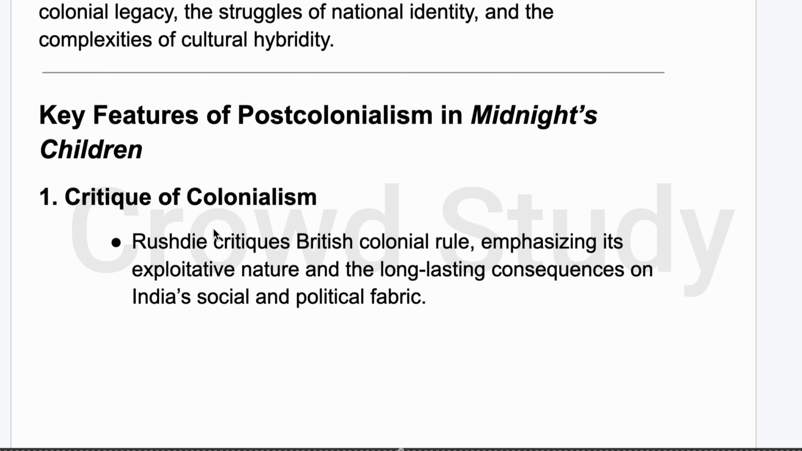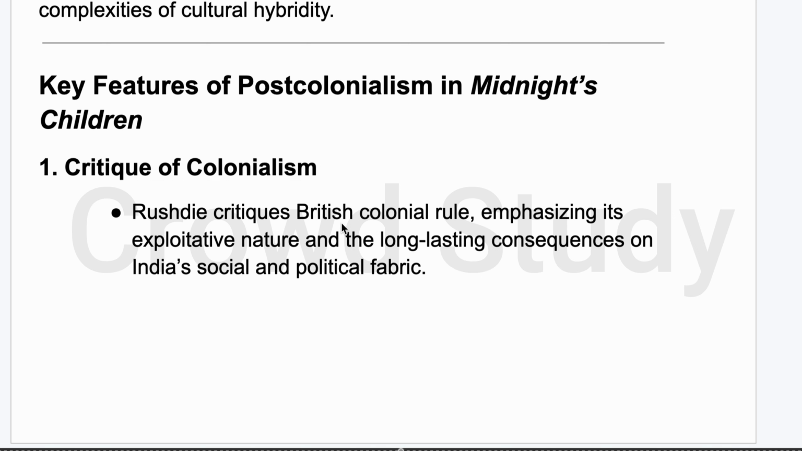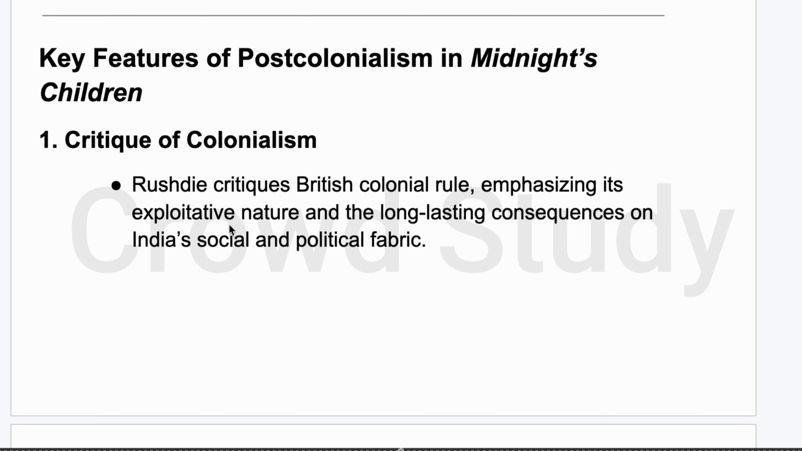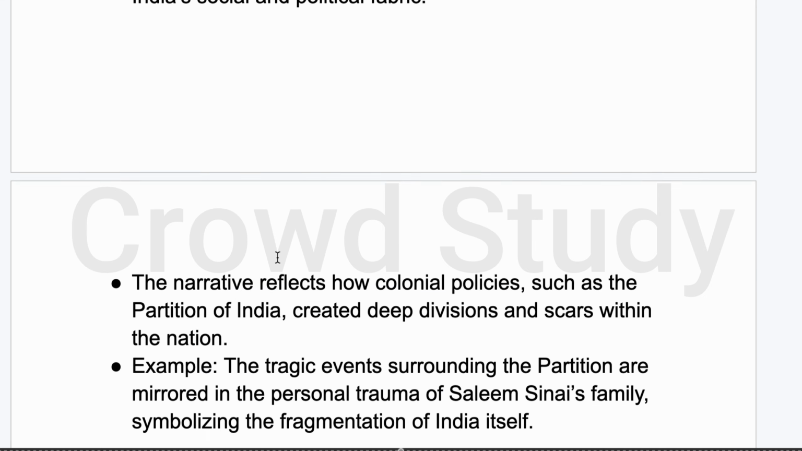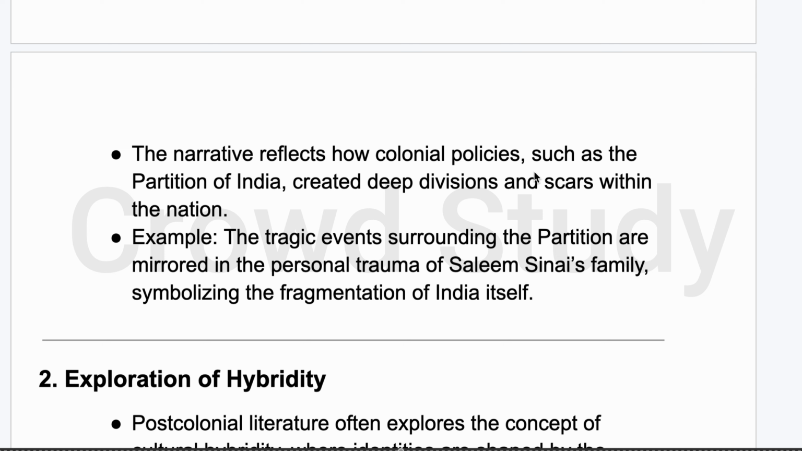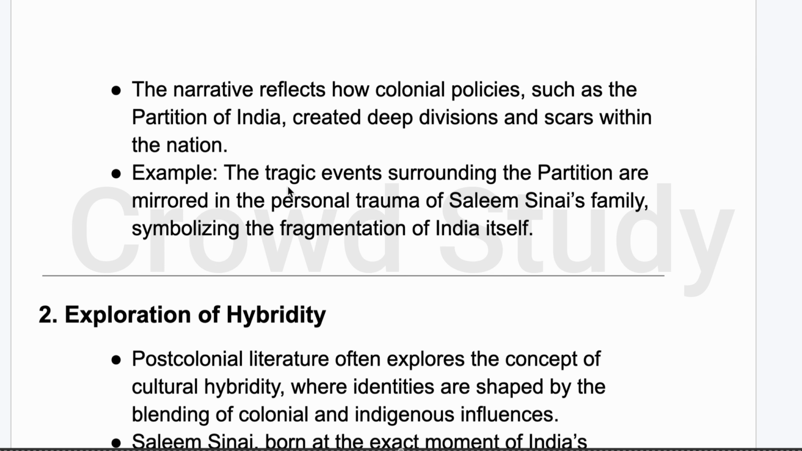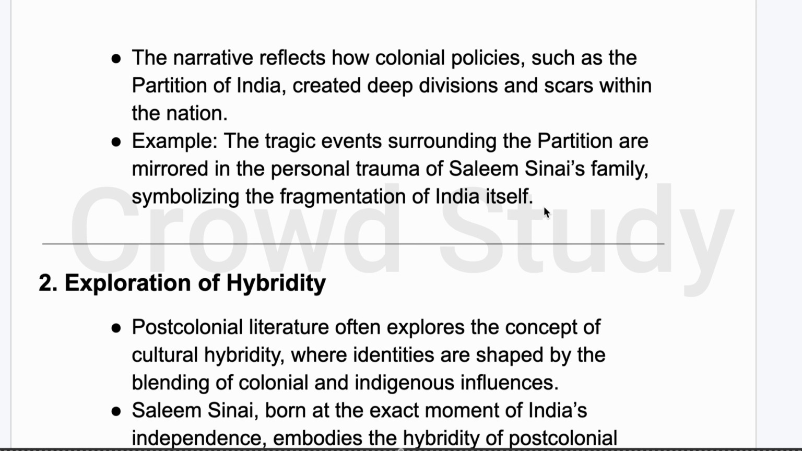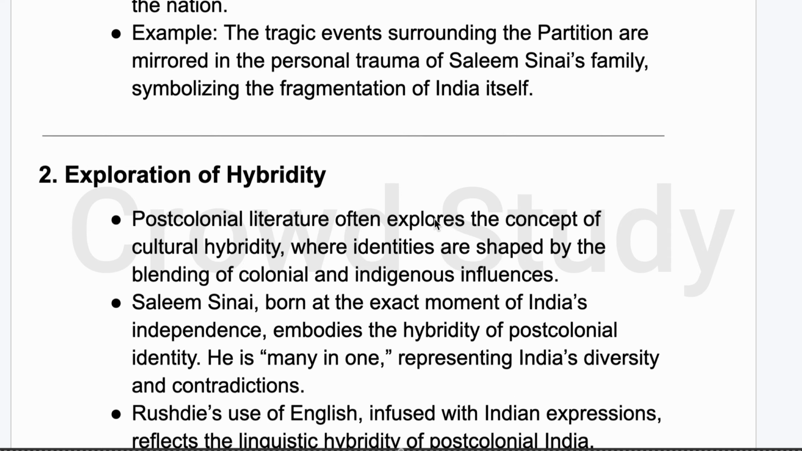Number 1. Critique of colonialism. Rushdie critiques British colonial rule, emphasizing its exploitative nature and the long-lasting consequences on India's social and political fabric. The narrative reflects how colonial policies such as the partition of India created deep divisions and scars within the nation. For example, the tragic events surrounding the partition are mirrored in the personal trauma of Saleem Sinai's family, symbolizing the fragmentation of India itself.